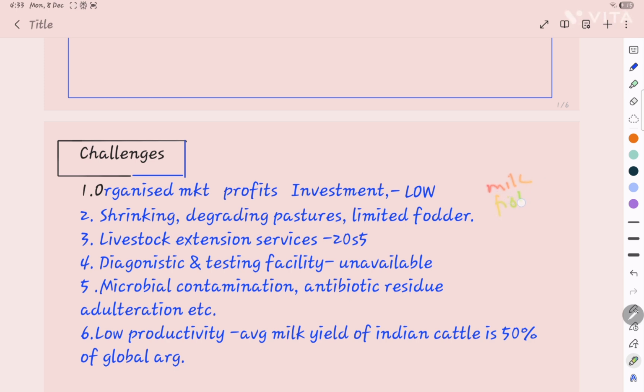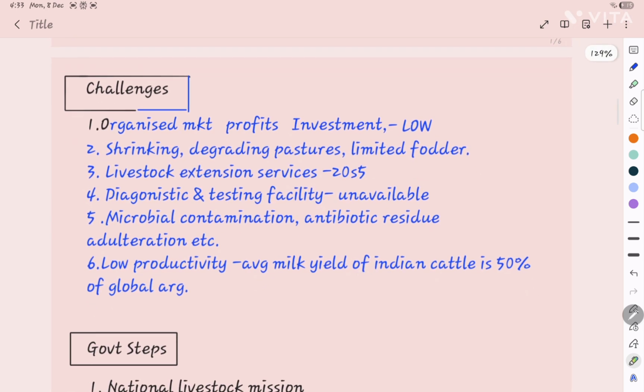Now, what are the challenges faced by the Indian meat sector? It is part of the livestock sector, so you do not have to remember the challenges separately for every sector. Okay? You just have to make general points for one sector and you can give value addition in that for different sectors. Like inadequate availability of feeds and fodder, you already read in the livestock challenges.